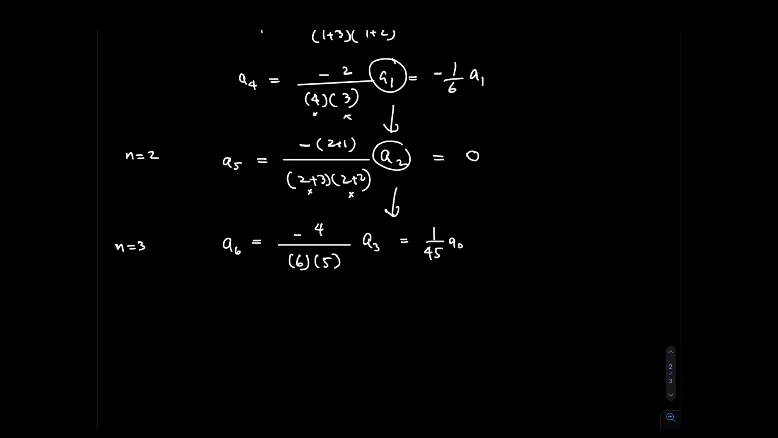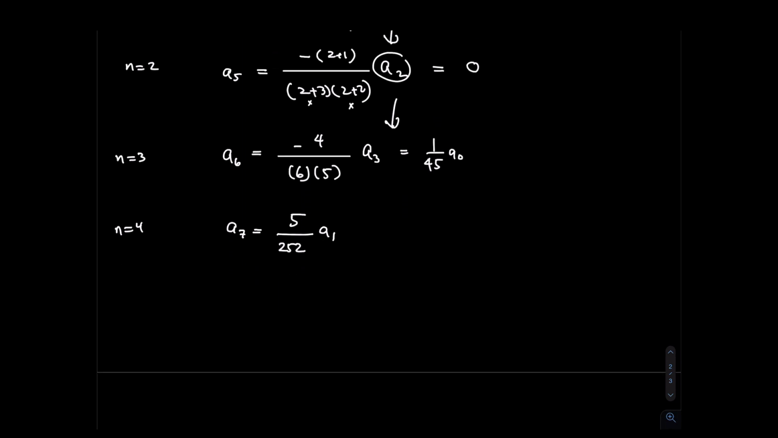You could verify this yourself. And same, if n is equal to 4, I'm going to do the same thing for A7, but I'm going to skip the formalities. I know the answer, so 5/252 A1. So that's enough constants for me to calculate. See, I could write the solution now. So let's see if I can start.